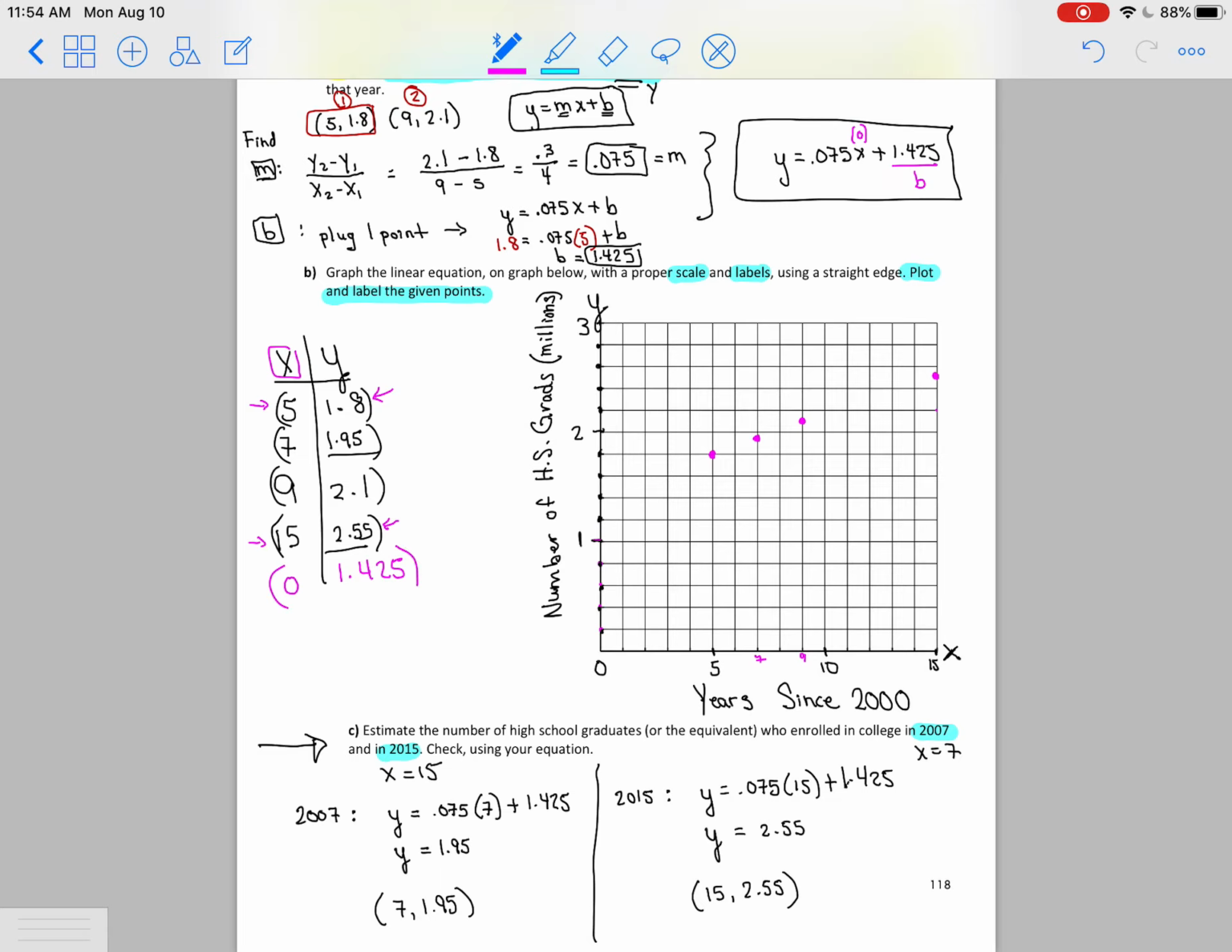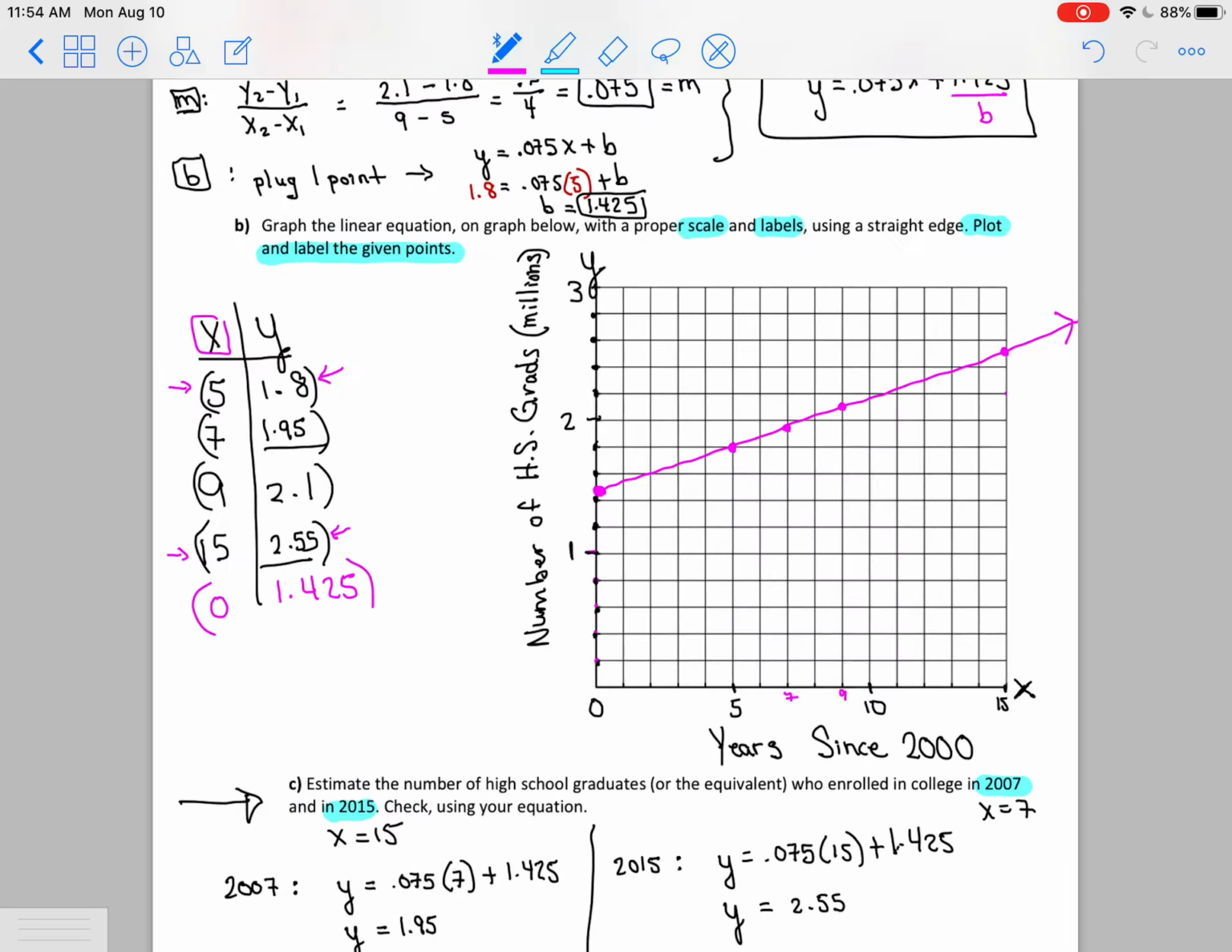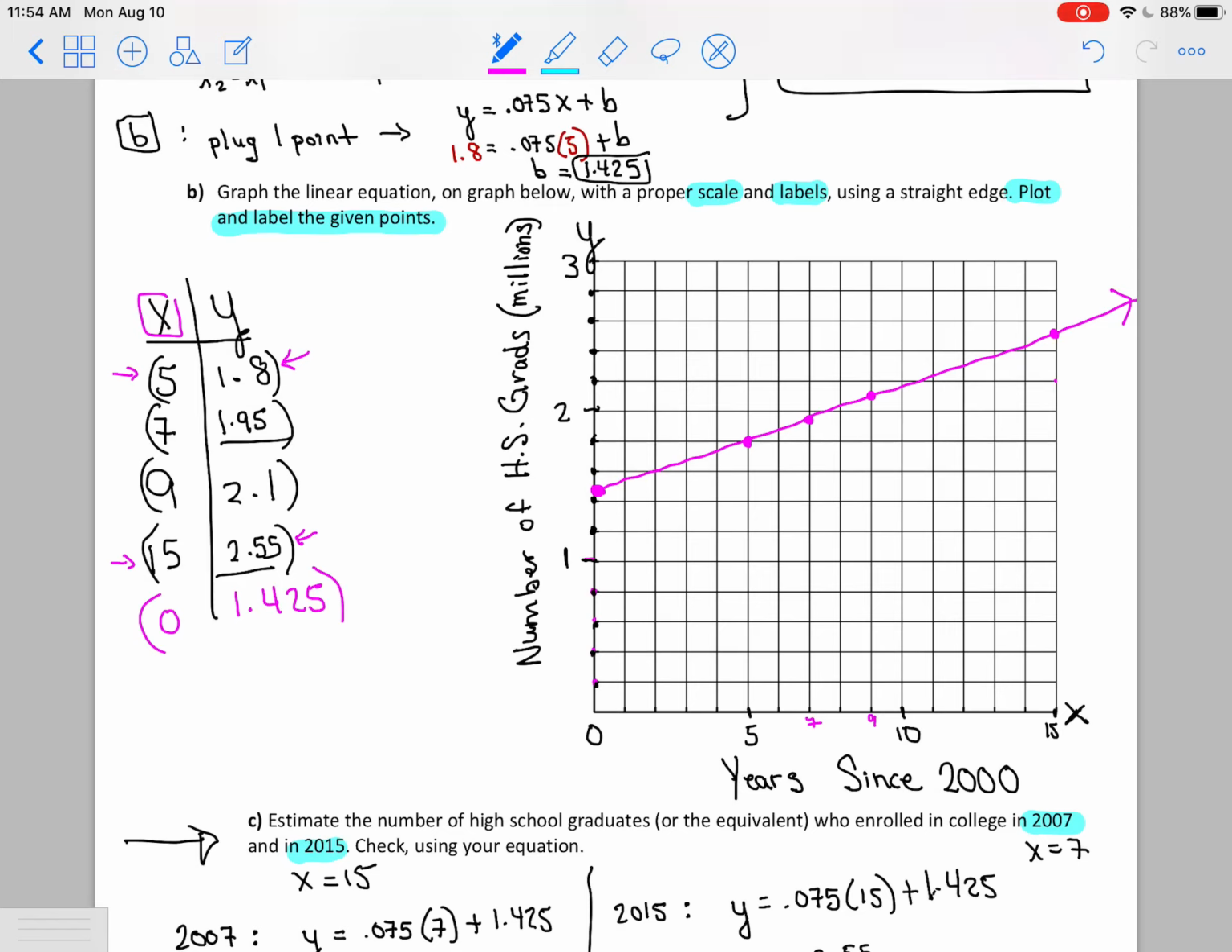And so we can go 1.24. That's a 6. So it's going to probably be right about there. And I don't have a straight edge, so mine might be off just a teeny bit, but you can see for the most part these points are right in line with each other, which is kind of nice. We also want to make sure that we're labeling these points, right?